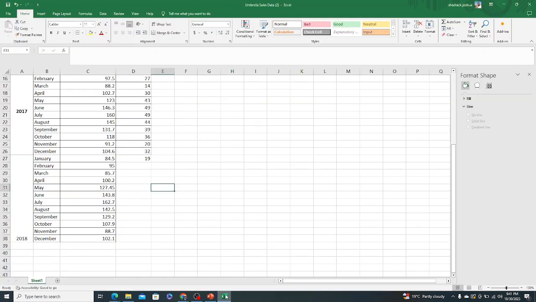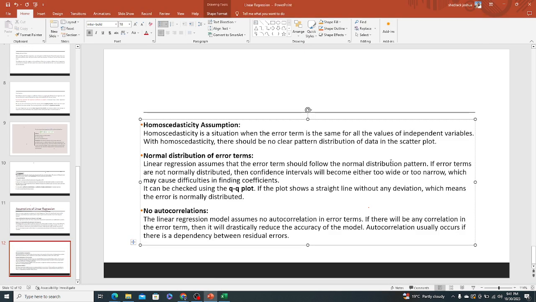We'll also generate the error terms, all the residuals, to see how we can model them. So we also have this homoscedasticity assumption.